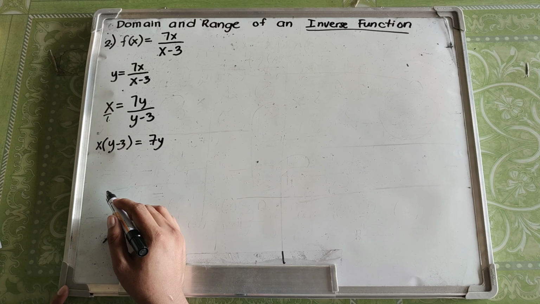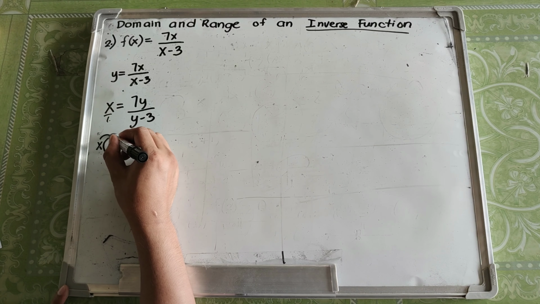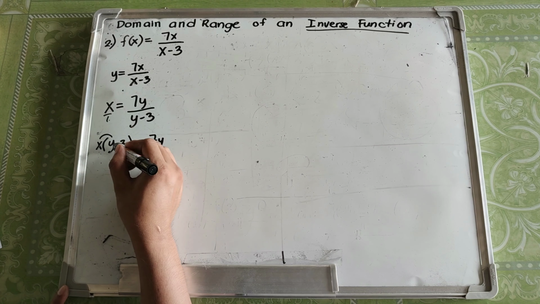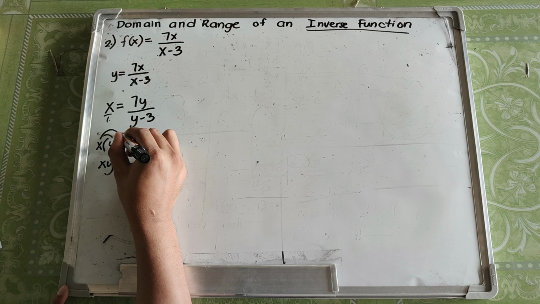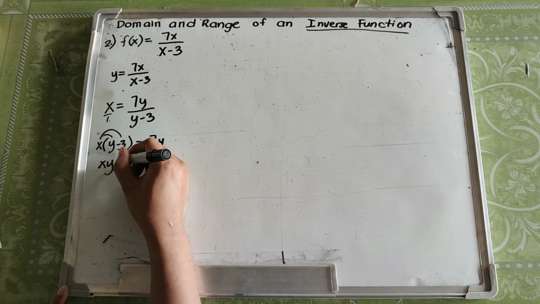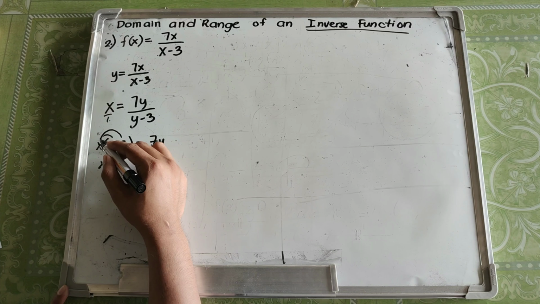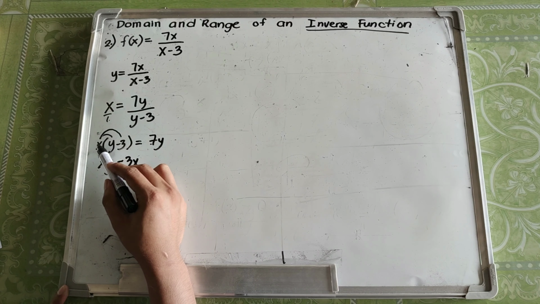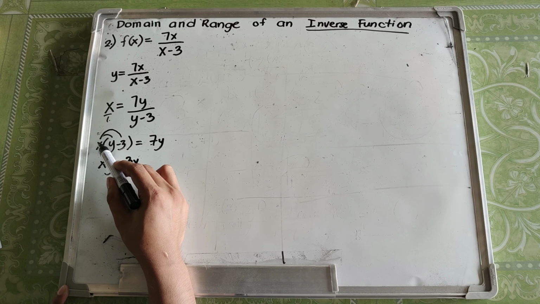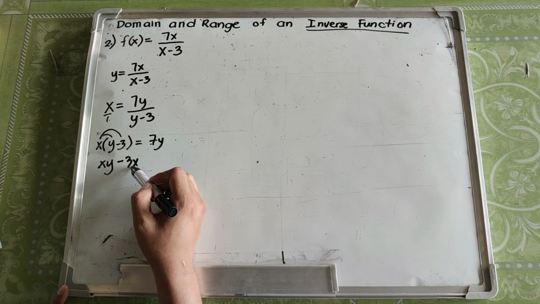After that, in solve, di ba? Solve and simplify. Solve for y. Apply the distributive property. X times y is xy. Then x times negative 3. X times negative 3 is negative 3x. Anong ginawa natin? X times y is xy. Apply the distributive property. X times negative 3 is negative 3x.